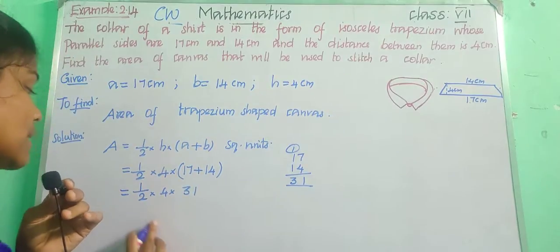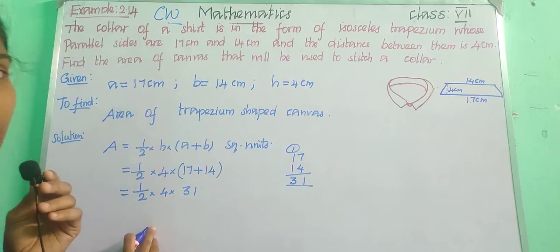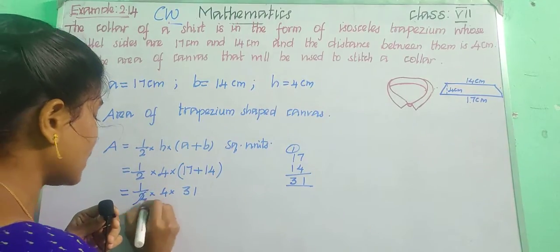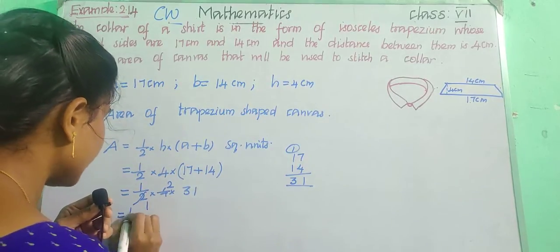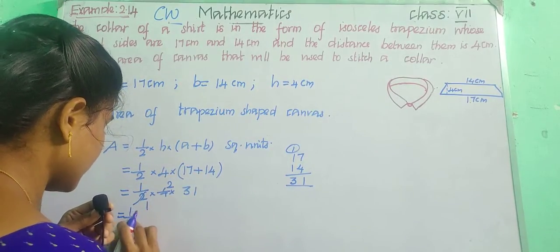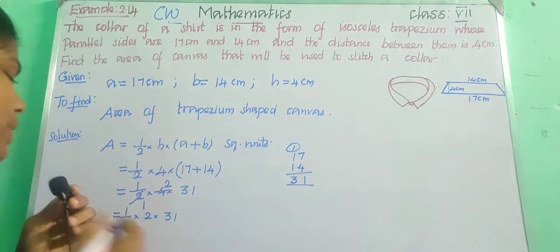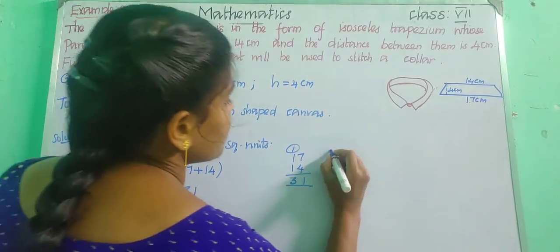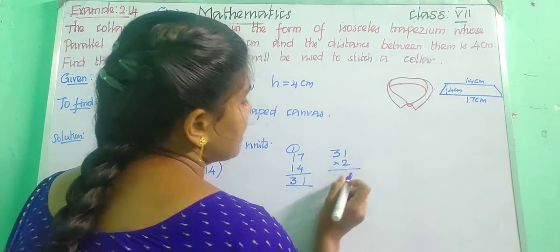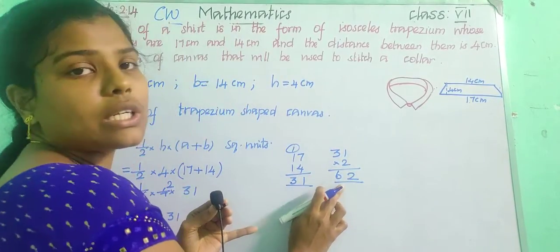Okay, children. See, here we are having 2, here we are having 4. Can we cut by using the 2 table? 1 2 is 2, 2 2s are 4. So we get 1 by 1 into 2 into 31. Now multiply 31 into 2. 1 2 is 2, 3 2s are 6. So we got 62.